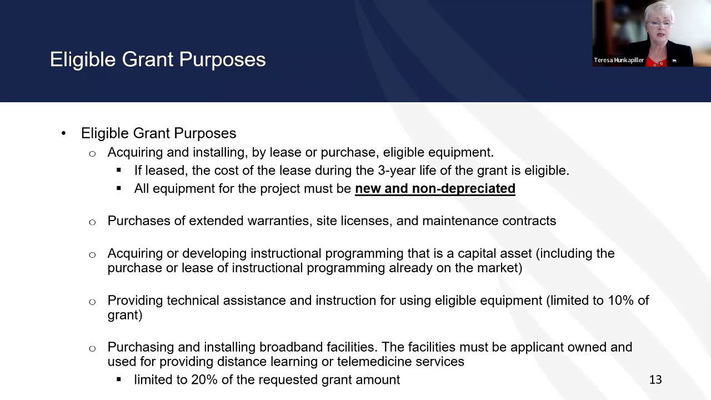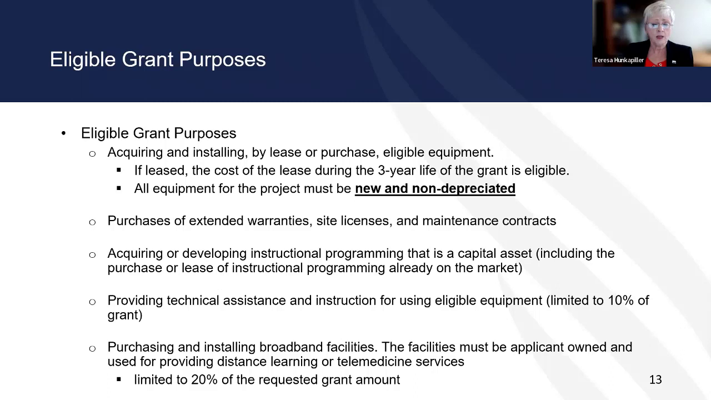Providing technical assistance and instruction for using the eligible equipment. The term technical assistance is another term that means different things to different people. In this case, it is just discussing the technical assistance for learning to use the equipment purchased in this grant. It's not technical assistance going forward. Technical assistance going forward would be wrapped into a maintenance contract or some extended warranties. The 10% limit applies to the technical assistance that you get from the vendor that we will fund for instruction on using eligible equipment that's purchased.